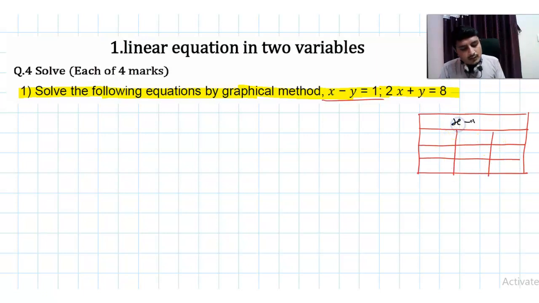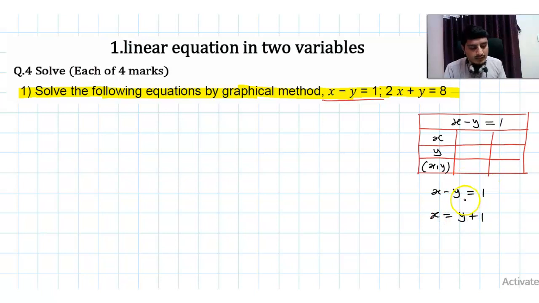We have the equation of the form x minus y equals 1. In the first column we have x values, then y values, and then the coordinate x comma y. Now suppose we assume a few values of y, and we can evaluate the respective values of x by using the given equation, because we have x minus y equals 1. So x equals, once we shift the y, y plus 1.